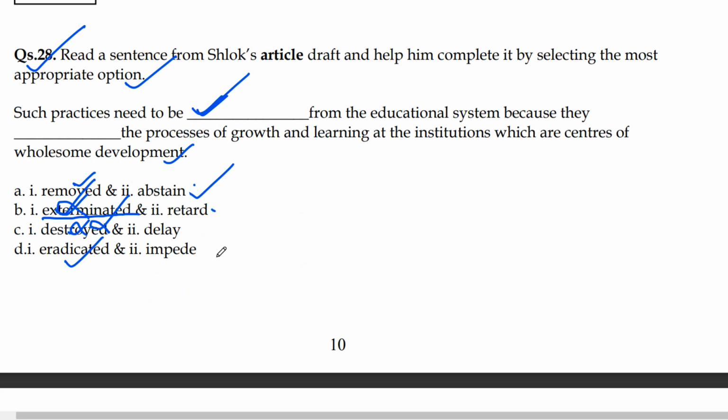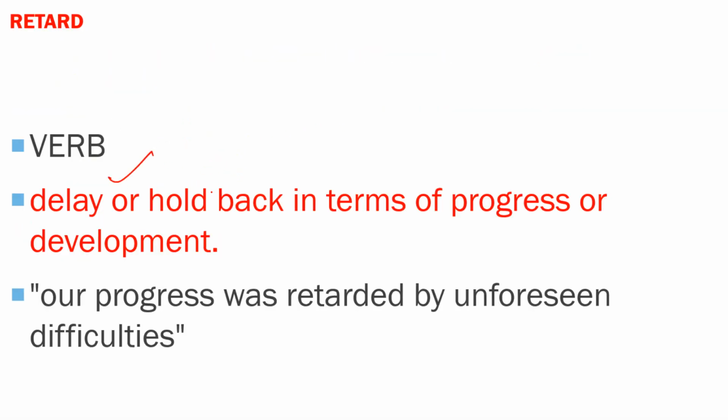Look at the second word, retard. Retard we can choose, but its pair word is not a suitable one here. Then delay, its pair we can't choose. Then impede. What does impede mean? Let us check. The word retard means delay or hold back in terms of progress or development. Our progress was retarded by unforeseen difficulties, which means that our progress was held back. So retard can be used, but its pair word is not suitable for that gap.